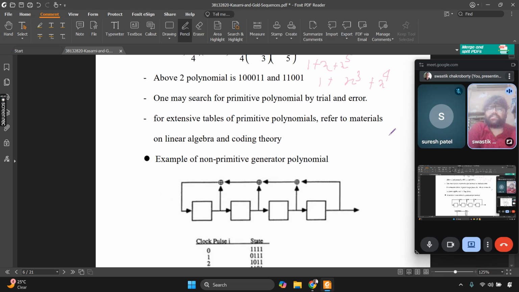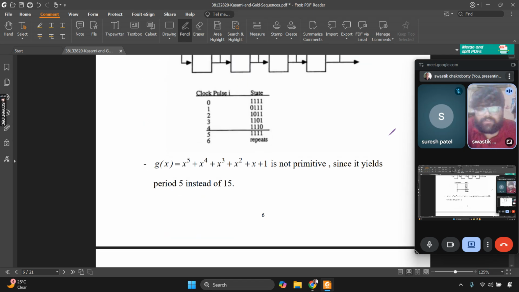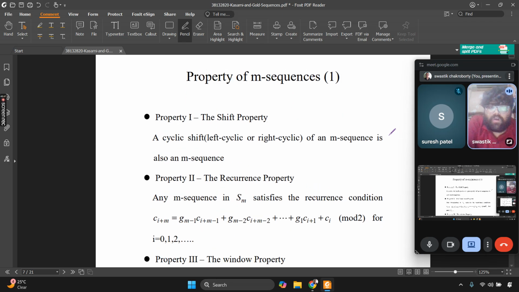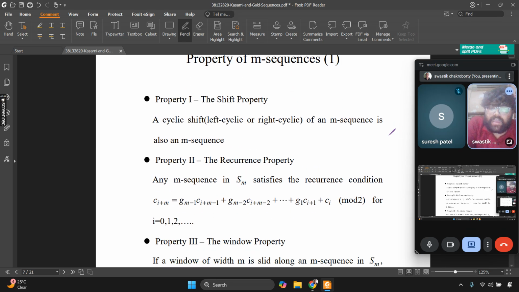Now for extensive tables of primitive polynomials, you have to find them on the internet. Now, what are the properties of maximal length sequence? The first one is the shift property. That is, a cyclic shift of an m sequence is also an m sequence. So if you shift the m sequence cyclically, that is, the rightmost bit comes back to the left, however many times you shift, you will always end up with an m sequence. So that is the first property.